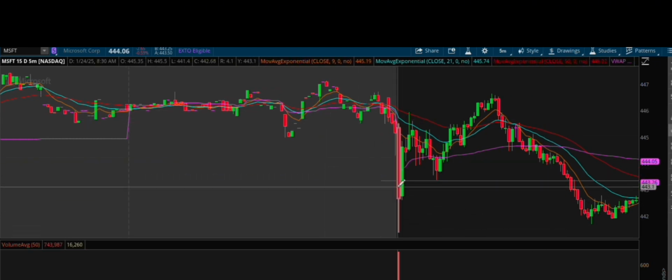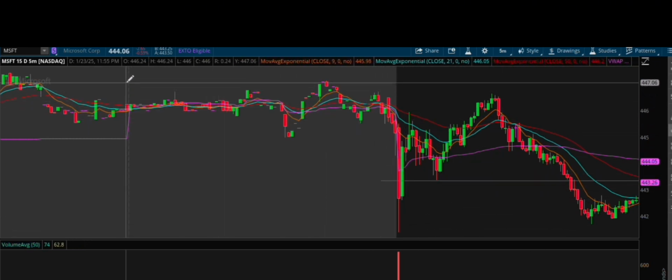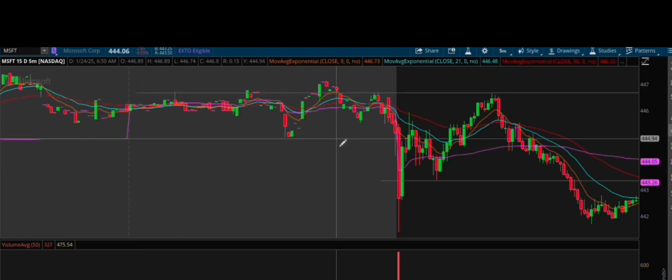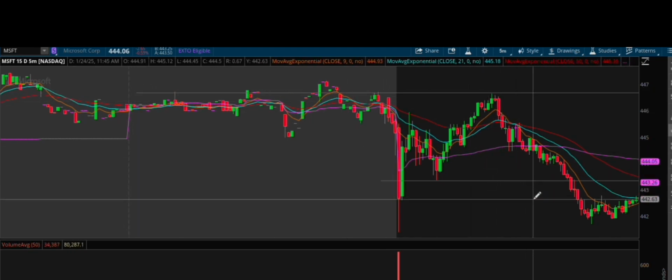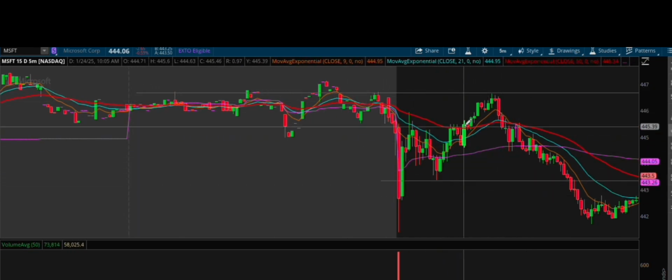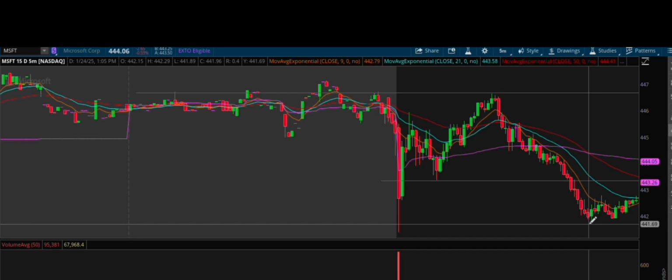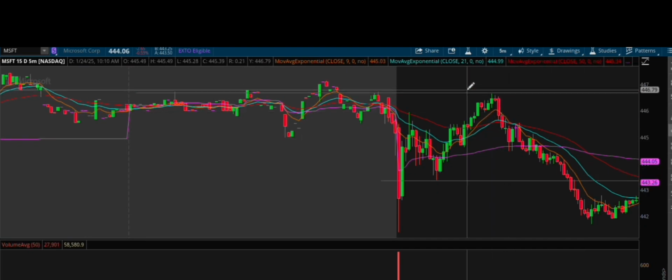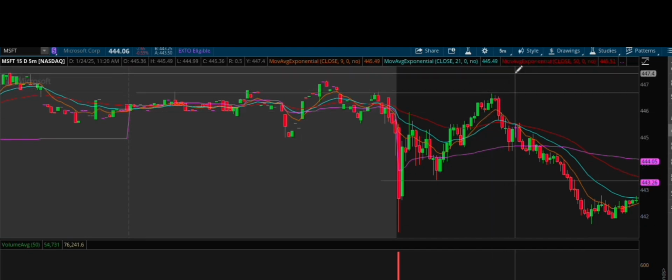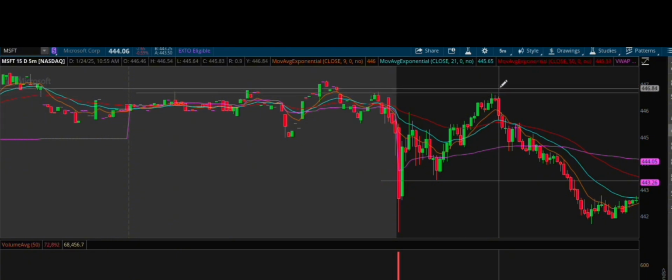And typically, when you break that range, as you can see here, like on Microsoft, it's just trading in this range. You had some opportunities long, but you typically have a bigger push when it breaks below a range or above a range. You usually have a much larger move that's going to create a much better opportunity for you.